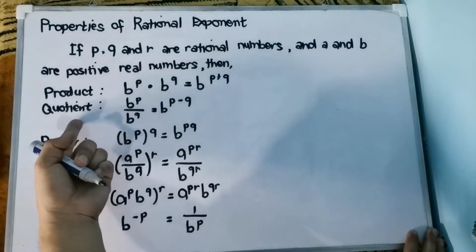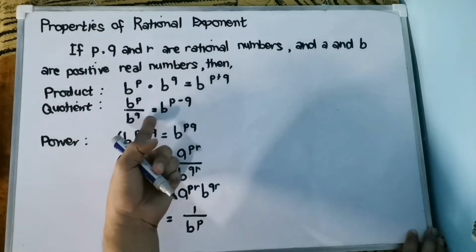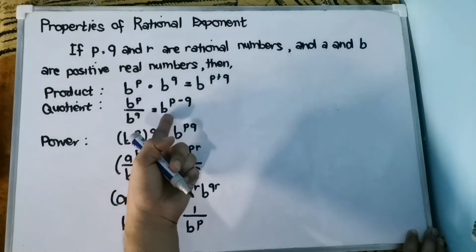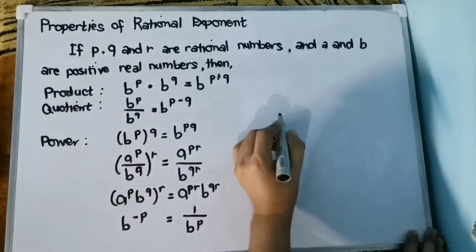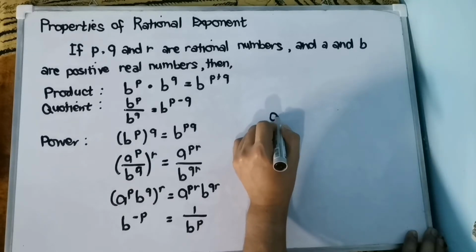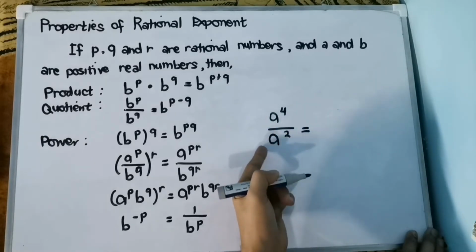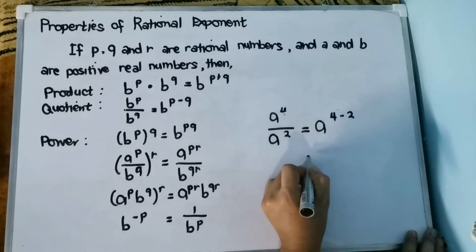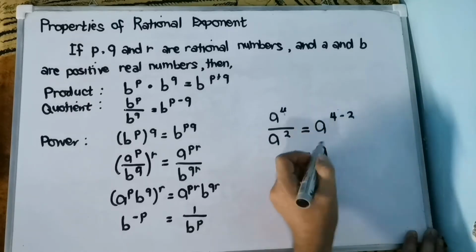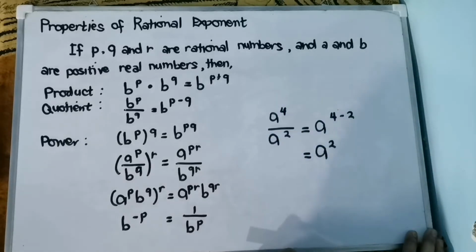For the quotient rule, b raised to p over b raised to q equals b raised to p minus q. You have the same base, pero ang gagawin sa exponent is you need to subtract. Example, if you have a to the 4th divided by a squared, you have the same base, and then you just subtract the exponent. So 4 minus 2 is 2. So you have a squared. So that is for the quotient rule. So you just subtract the exponents.